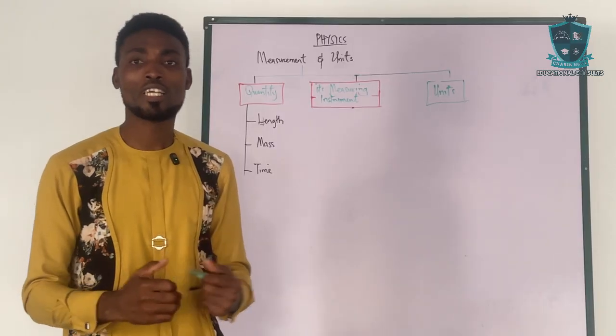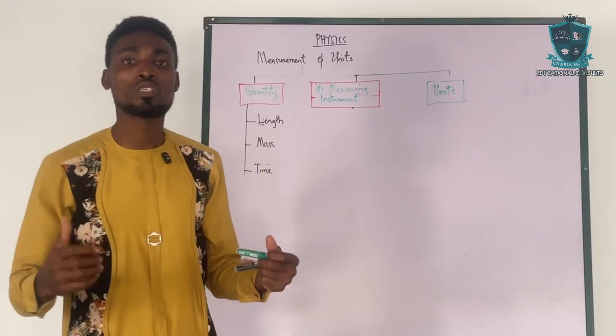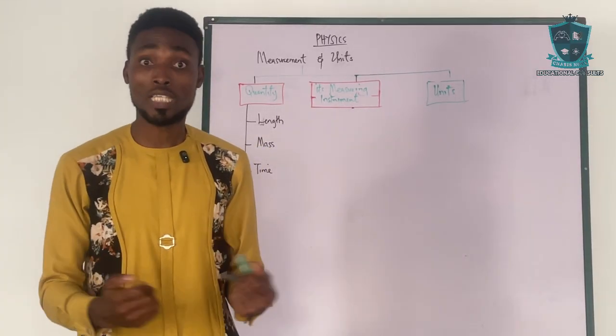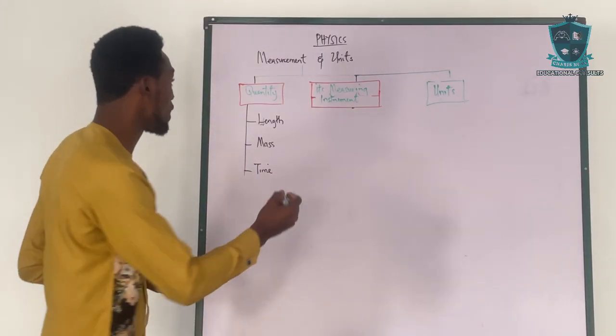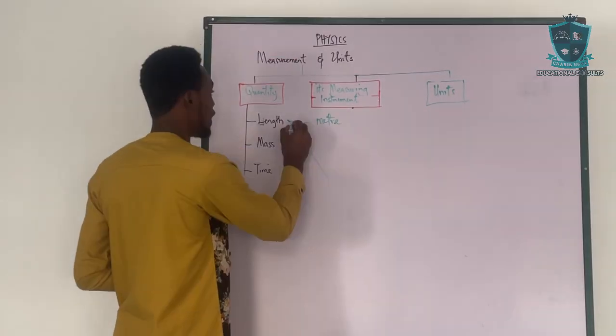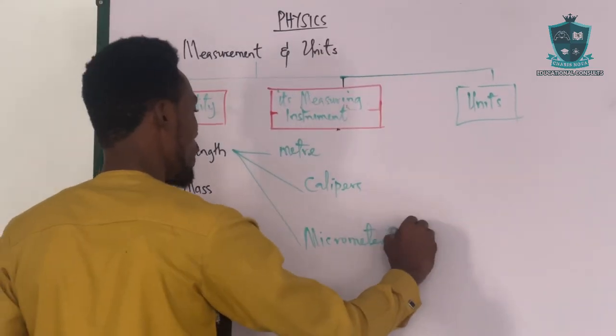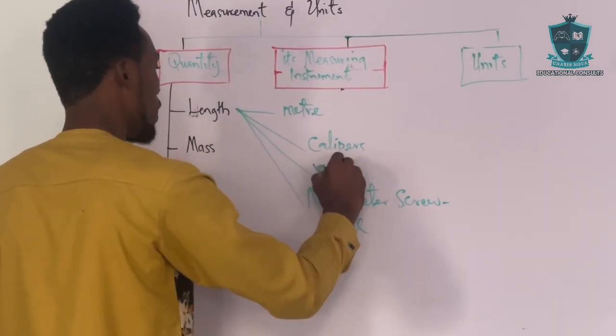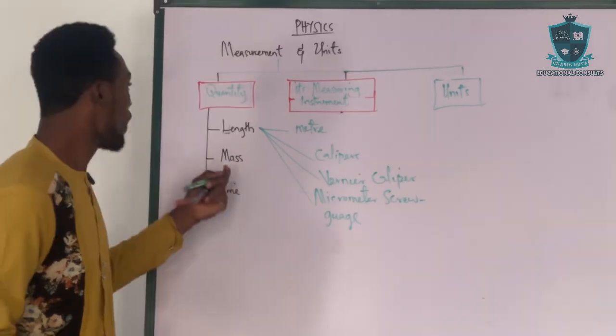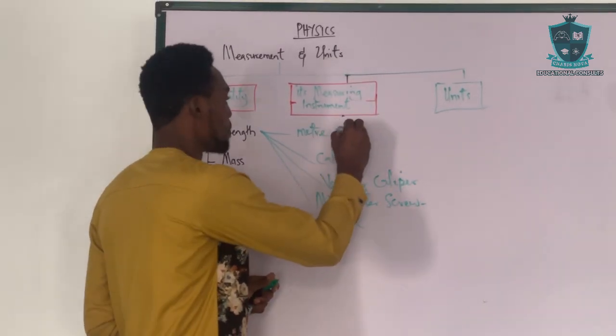Basically, length are simply gaps between 2 points. So we use various instruments to measure these gaps. These instruments range from the meter rule, follow me, from the meter rule down to calipers. You move down to micrometer screw gauges, screw gauge, as well as the vernier caliper. Follow me as we drive this. When I say meter rule, pardon me, meter rule.